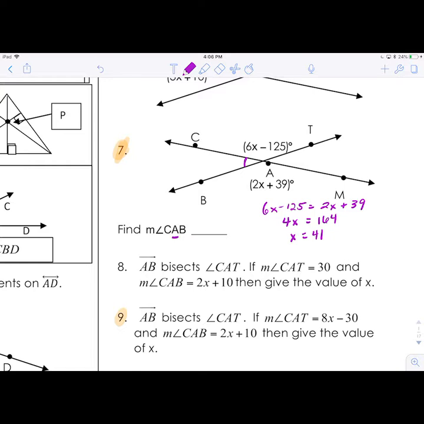So I'm going to put it into this one, the measure of angle BAM. So 2 times 41 is 82. 82 plus 39 gives me 121. So I need the supplement of that. So that's 180 minus 121, which gets us 59 degrees. So that is the measure of angle CAB.